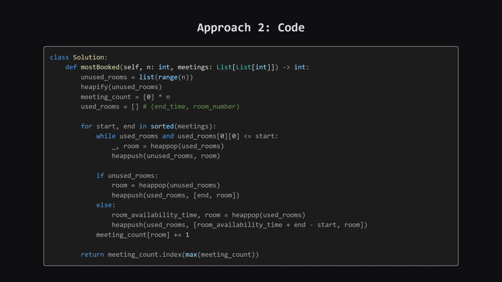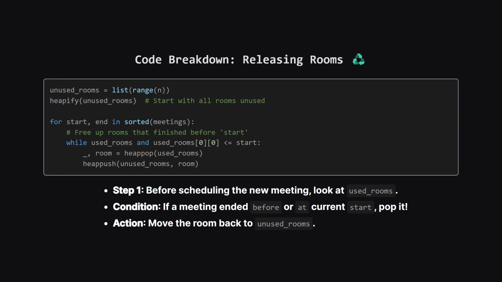Let's quickly talk about how it works, specifically how we manage moving rooms between the two heaps. We start with all rooms in the unused heap. When a new meeting arrives, the first thing we do is check our used rooms heap. We look at the top of the heap to see if any ongoing meetings have finished by the time our current meeting starts. If they have, we pop them off and push the room number back into the unused rooms heap. This essentially refreshes our available rooms.